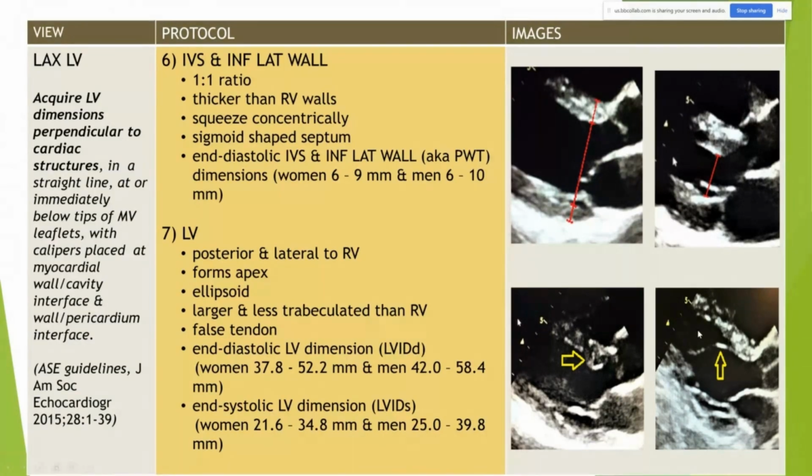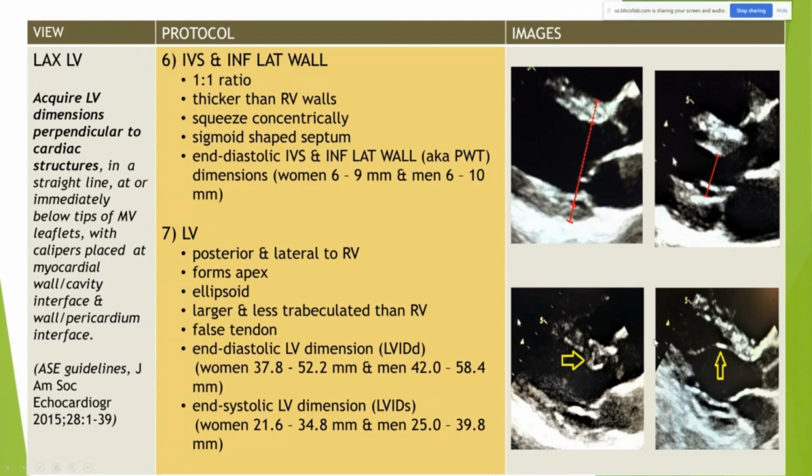Now, when it comes to these measurements, women and men have different numbers, but I don't want you to worry about those numbers right now. Just know that you're going to measure the interventricular septum, the left ventricle, and the posterior wall thickness in diastole. Then you're going to measure the left ventricle in systole, and you're also going to measure the left atrium in end systole. End systole. Remember that.